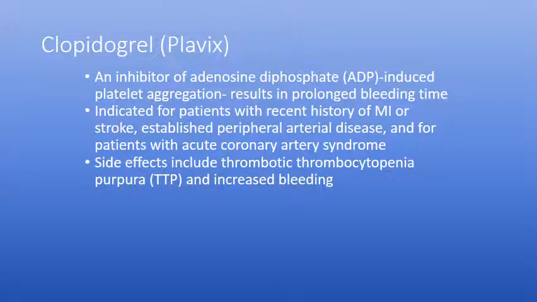Plavix is used for clients who cannot get a good therapeutic index for the Coumadin. It inhibits platelet aggregation, which results in prolonged bleeding time. Indicated for clients with a recent history of MI or stroke and with established peripheral arterial disease, and for patients with some sort of acute coronary syndrome. Side effects include thrombocytopenic purpura and increased bleeding.